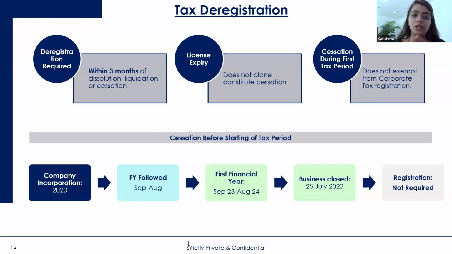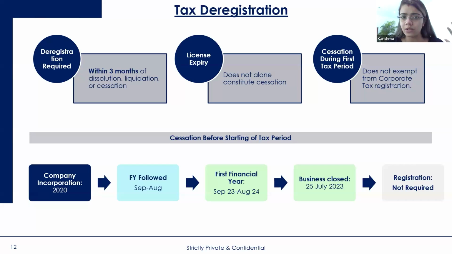You need to have a proper liquidation report, a proper closure of your business, and you need to submit all these documents within 3 months from the date of your liquidation or dissolution and upload them on the tax portal for getting deregistered. If you have been incorporated but are not commencing your business after the corporate tax period has started, you don't need to register itself. This has been very clearly specified in the clarification.